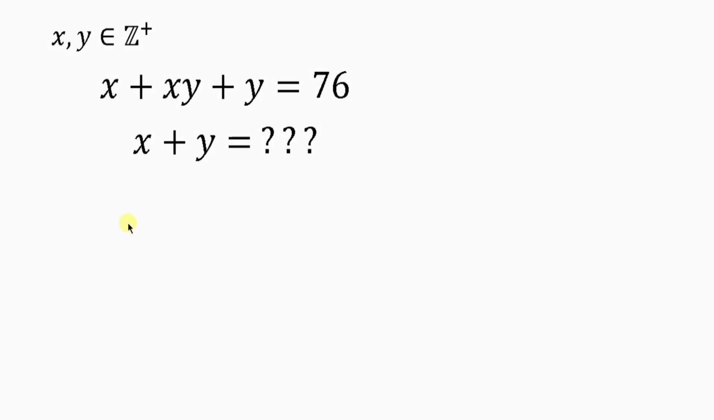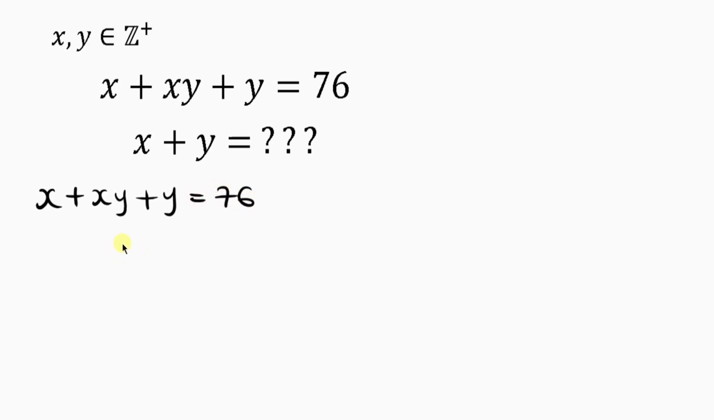Now look at this nice and beautiful Olympiad question we have here on the board that we're going to be solving. The question says, for all positive integers x and y, x plus xy plus y is equal to 76. We have to look for the value of x plus y. So let's write down this given expression. We have x plus xy plus y equal to 76.